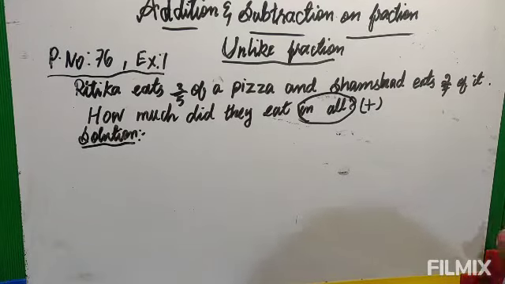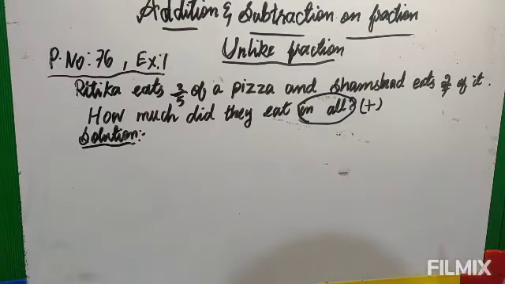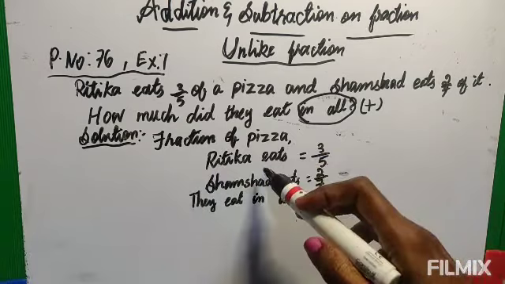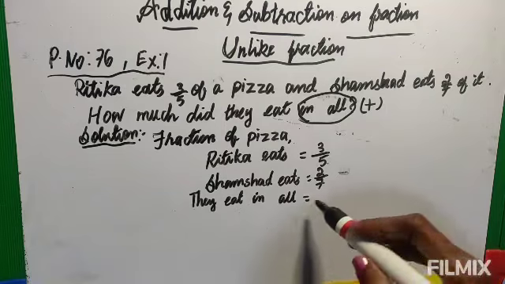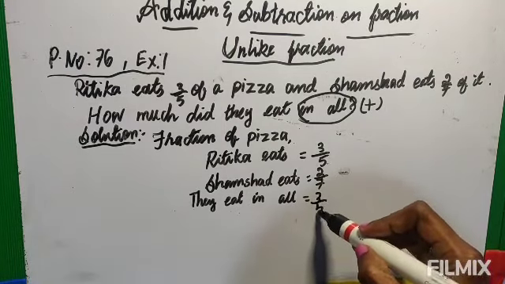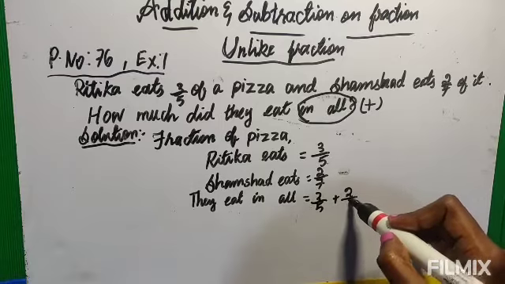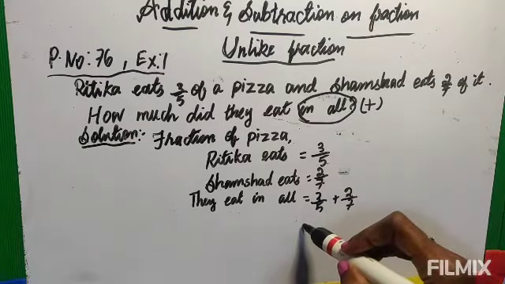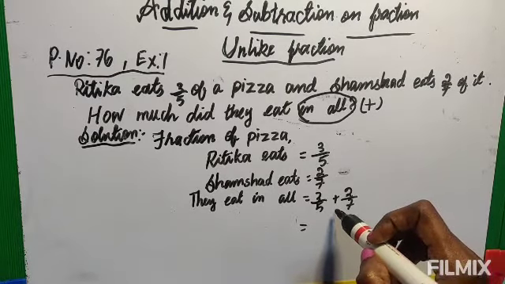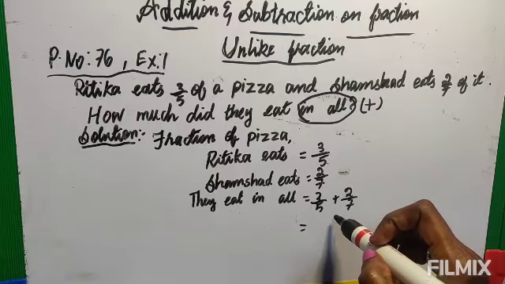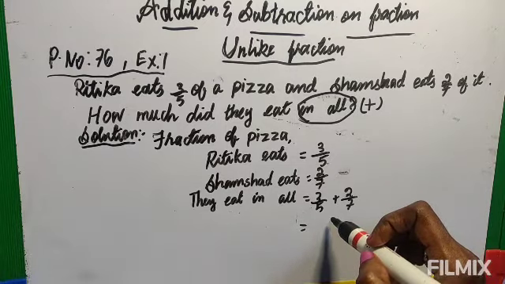First you have to write the fraction of pizza Ritika eats and the fraction of pizza Samshed eats. Let's write the statement. Fraction of pizza Ritika eats is 3 by 5, Samshed eats 2 by 7. They eat in all, so you have to add 2 by 7. To add this, you see the denominators are different. When the denominators are different, you cannot add. You have to change them into like fractions, and only after that can you add.